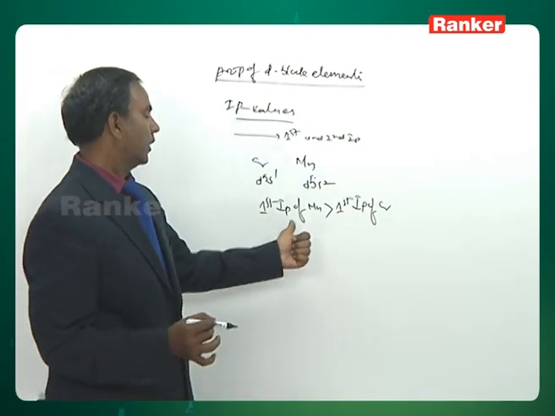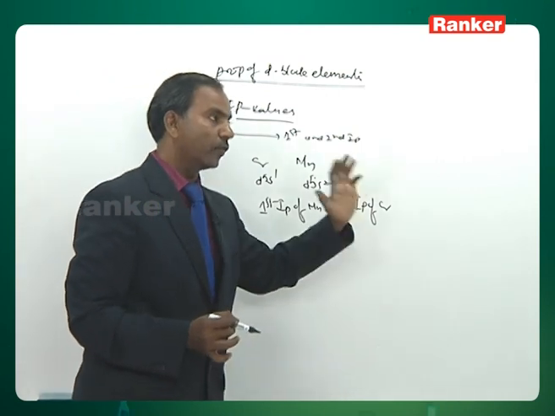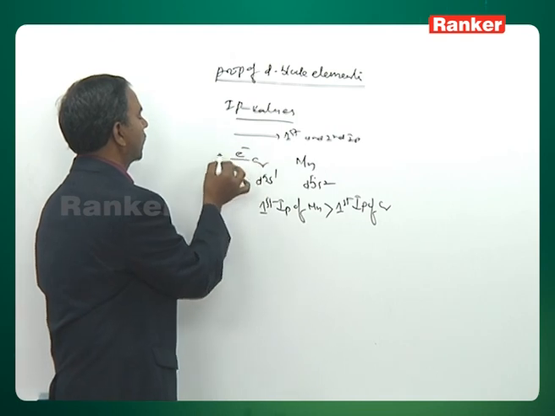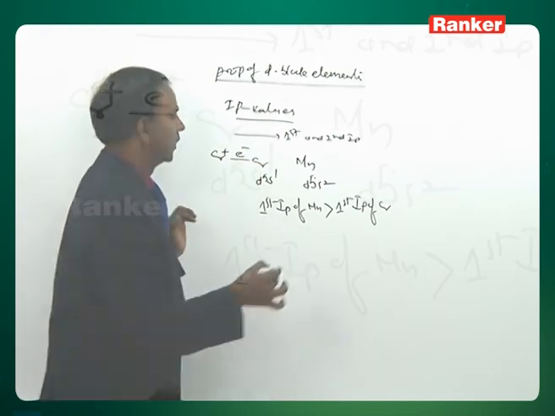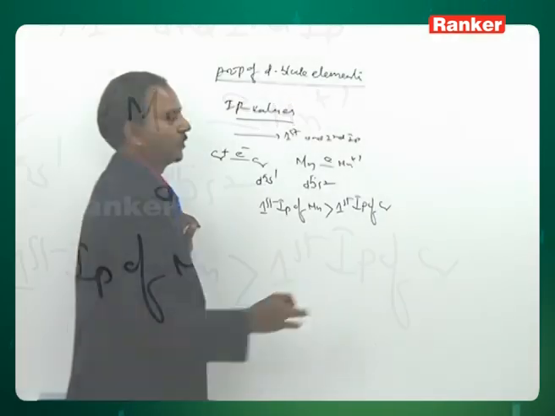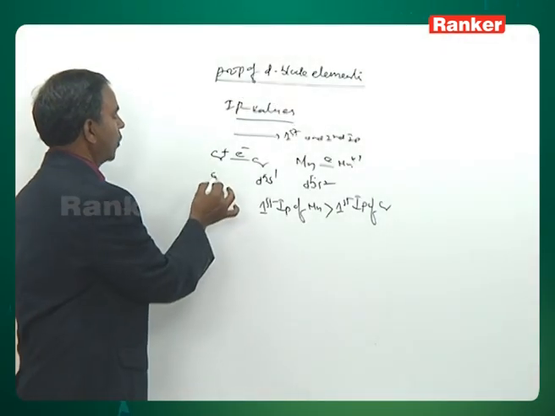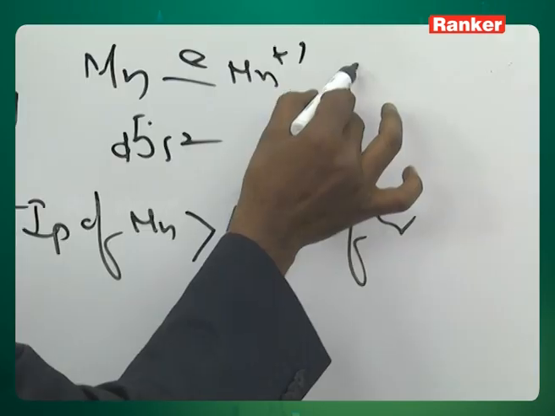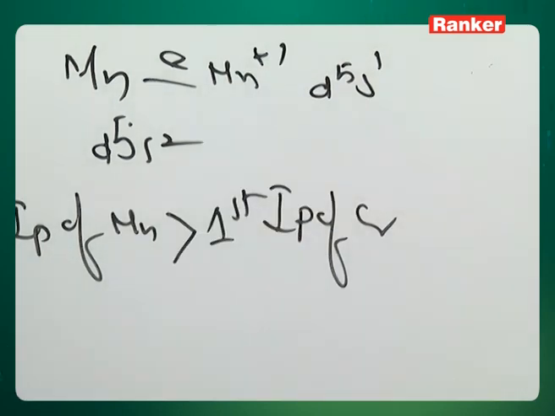First IP of manganese is greater than first IP of chromium. Come to the next point. Once I remove an electron from this, it becomes chromium plus 1. Then if I remove an electron from this, it will be manganese plus 1. Now look at the board. This chromium plus 1 has a d5 configuration, but manganese plus 1 has a d5 s1 configuration.